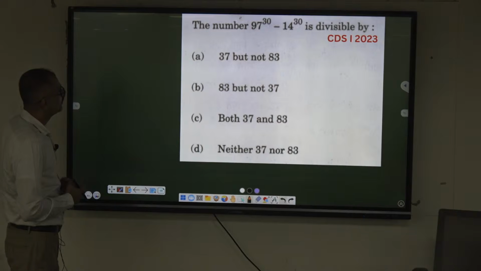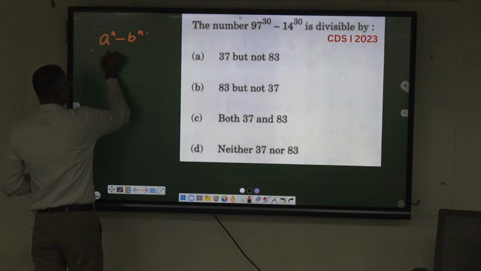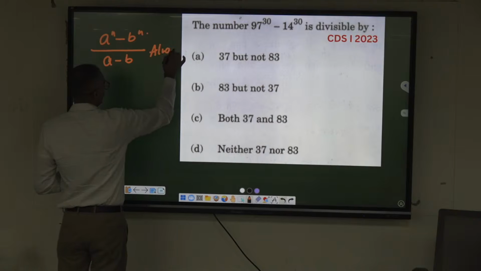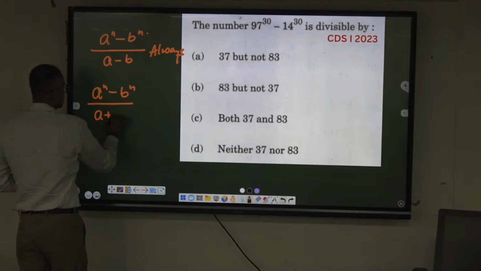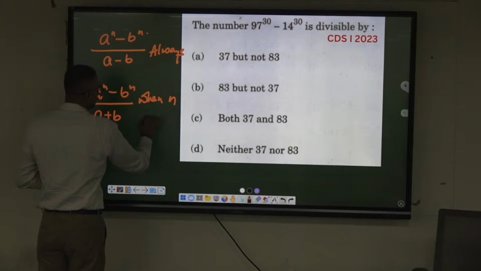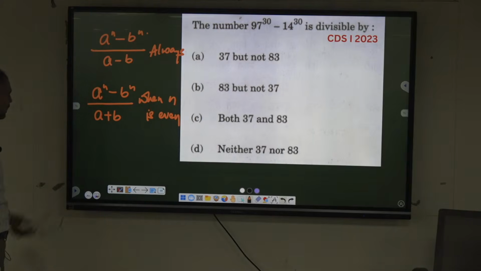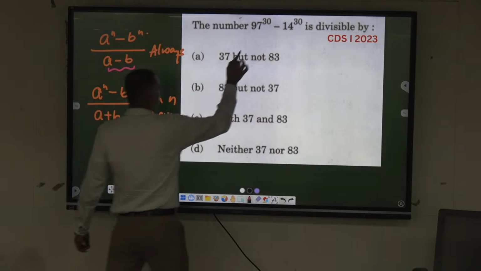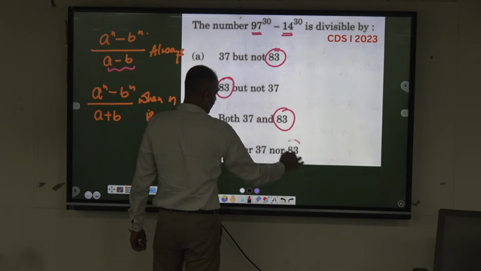97 to the power of 30 minus 14 power 30 is divisible by, see, a power n minus b power n is divisible by a minus b always. A power n minus b power n is divisible by a plus b when n is even. Applying this, both are given. This is in this form, right? It has to be divisible by a minus b. What is a minus b? 97 minus 14, 83, 83 everywhere.